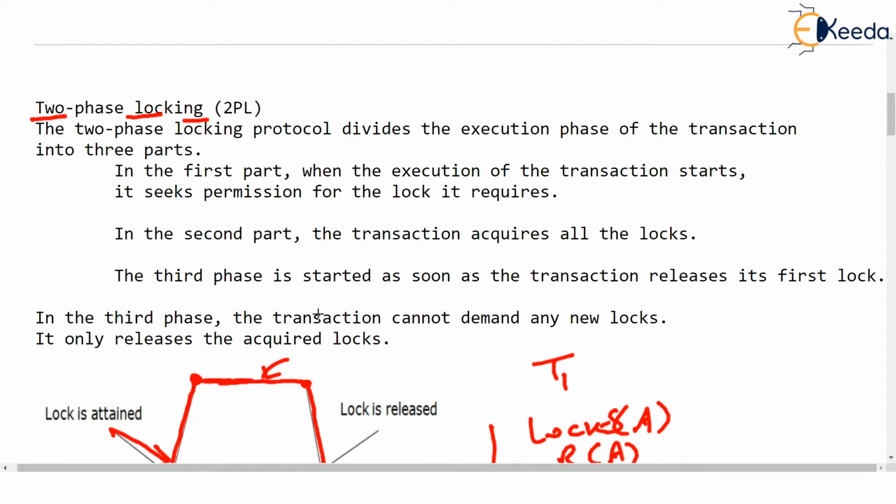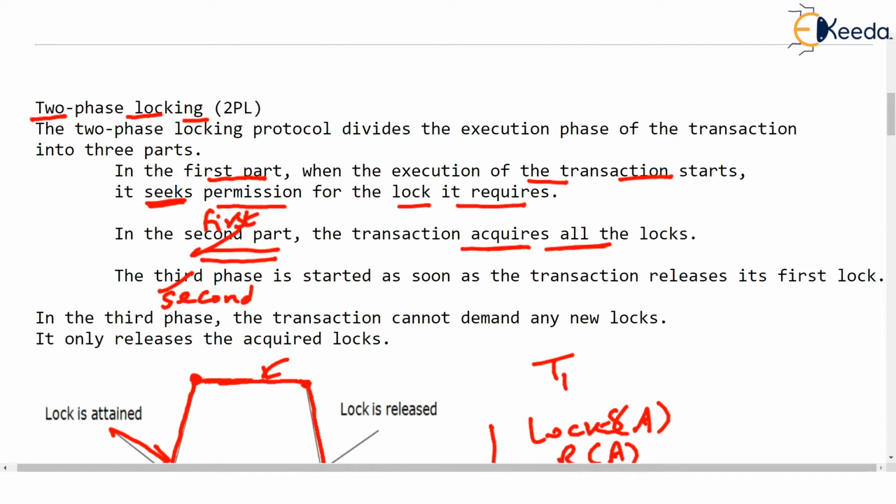In the two-phase protocol, you can see that in the first part, when the execution of the transaction starts, it seeks, or basically tries to take permission for, the locks it requires. The transaction acquires the locks and basically gets all the locks which it needed. But in the second phase, I'm so sorry for this.